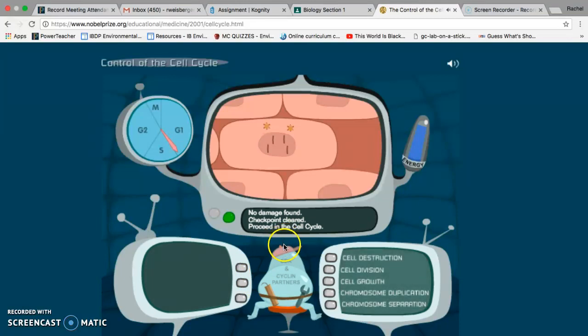Now that the cell is big enough and we check to make sure the DNA is normal, the real big check at the end of G1 is to make sure that the size of the cell is normal. According to the simulation, it's checking both, but typically we say that at the end of G1, we check to see that the size is normal. Then we're entering our next phase. It says what needs to happen next. Well, we need the synthesis, or chromosome duplication, so we click there.